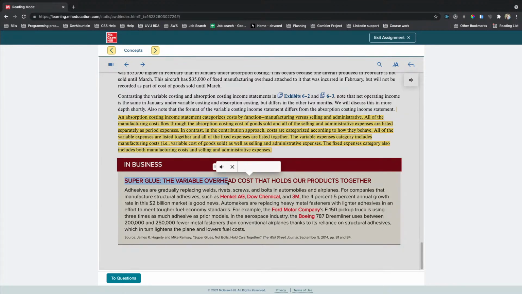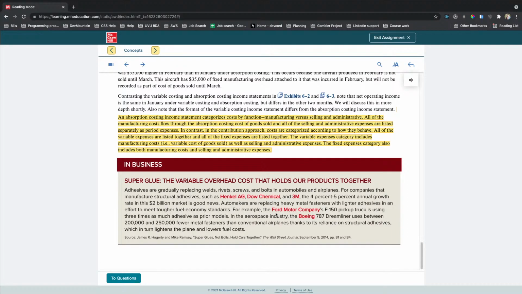Superglue, the variable overhead cost that holds our products together. Oh, witty. Adhesives are gradually replacing welds, rivets, screws, and bolts in automobiles and airplanes for companies that manufacture structural adhesives such as Henkel AG, Dow Chemical, and 3M. The 4% to 5% annual growth rate in this $2 billion market is good news. Automakers are replacing heavy metal fasteners with light adhesives in an effort to meet tougher fuel economy standards.